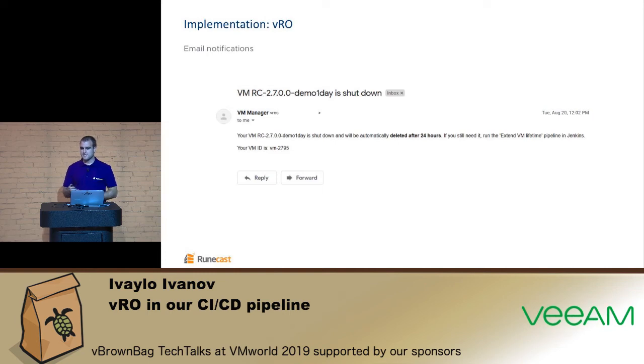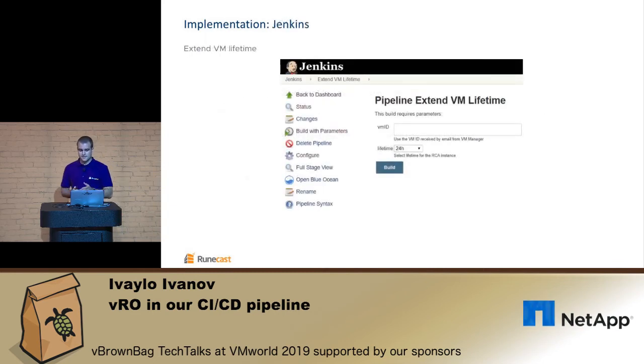This is another email notification example where we're saying that the VM is already shut down and it will be automatically deleted after a certain amount of time. So again, if the VM is still needed, there is a possibility for the requester to take action and to extend the VM lifetime. And here is how he can do it. Basically, this is another Jenkins pipeline where he can provide the VM ID and choose a new lifetime. It can be the same as before, or he can move to 48 hours or to unlimited if needed.